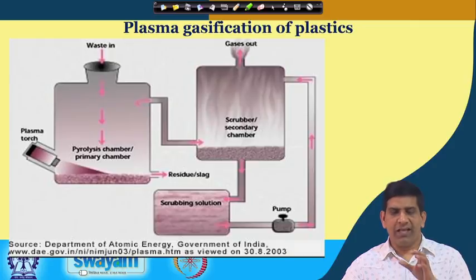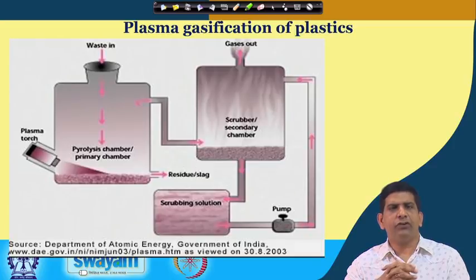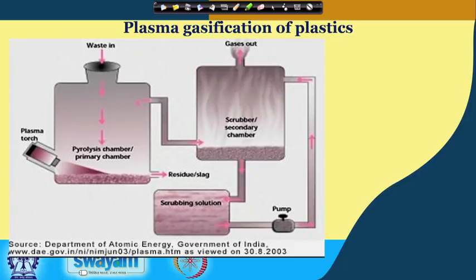Next is plasma gasification of plastic, where plasma is used for treating the plastic waste. It's not very common actually to use plasma gasification, because plasma uses a lot of energy. Pyrolysis is more popular than plasma, because with plasma we are usually working at 5,000 to 10,000 degrees centigrade, depending on different fuel and different waste type, and it becomes costly to do that.